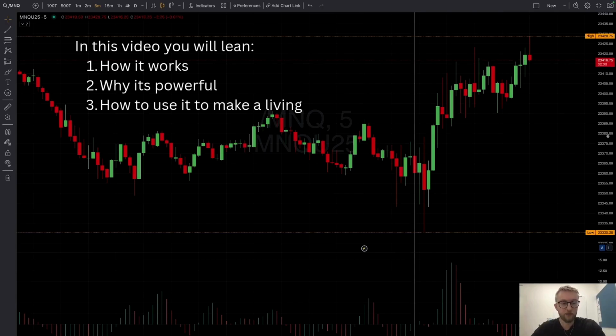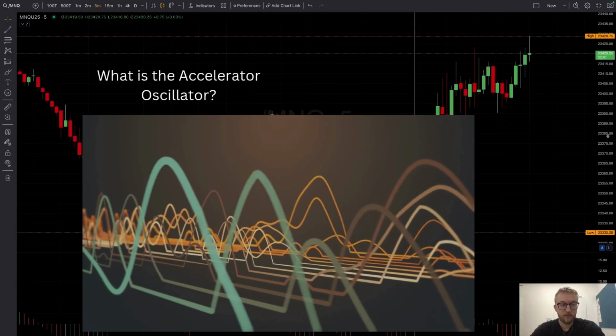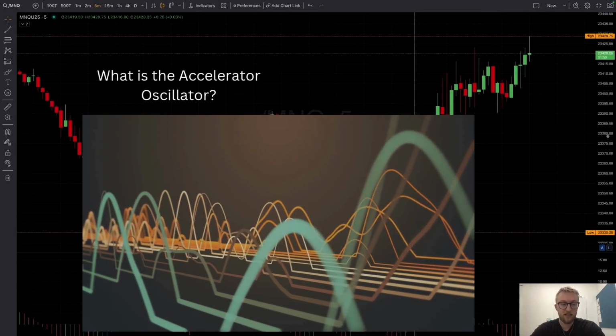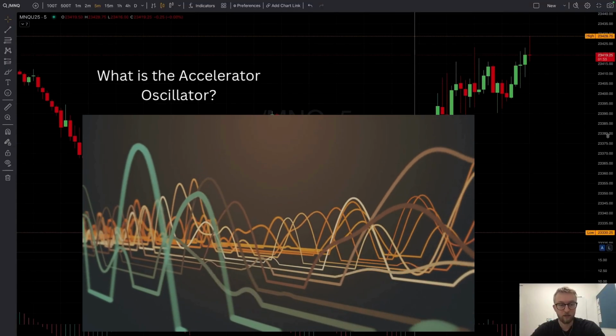So we'll break it down visually. I'll walk you through live chart examples, and I'll give you a simple plug-and-play strategy with rules you could use starting today. The Accelerator Oscillator was created by Bill Williams, a legendary trader and author. His entire methodology was based on chaos theory, understanding that markets move in waves of acceleration and deceleration.